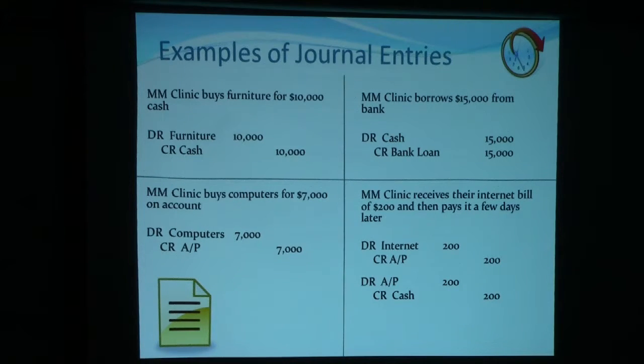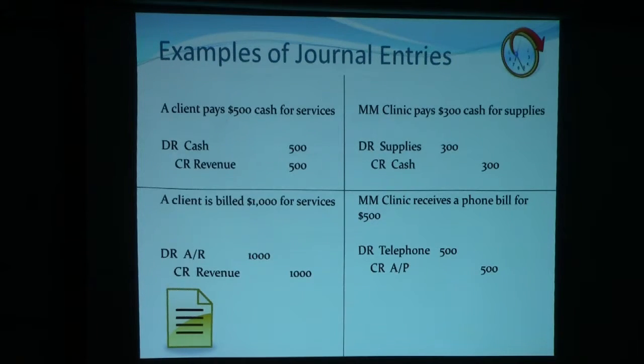I'd like you to start looking at these as examples, as your references, when you do these assignments and study for tests. The next slide also is about examples of journal entries. Someone is paying cash for services, and someone is paying cash for supplies. Someone is being billed for services, which means they haven't paid yet, they will pay later. And someone's receiving a bill, which means they will pay later, which is on account. So these are some of the journal entries as examples that you will go through.